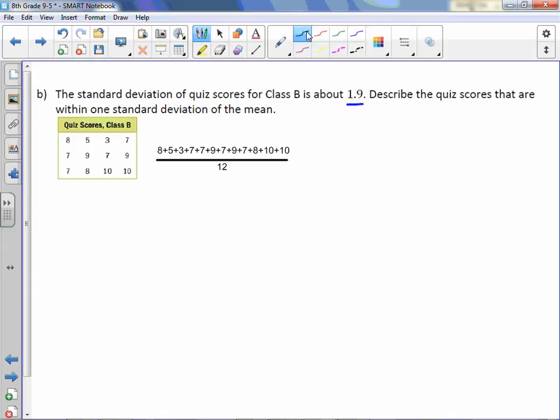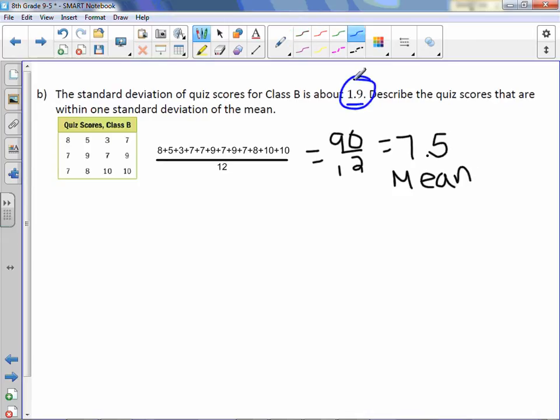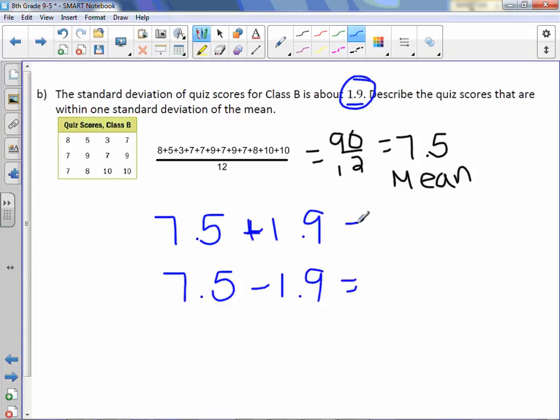When we do that, we get 90 over 12, which equals 7.5. This is the mean. And again, we're going to take the mean and add our standard deviation of 1.9, and we're going to subtract our standard deviation of 1.9. This gives us a range of values. So when we add, we get 9.4. And when we subtract, we get 5.6.